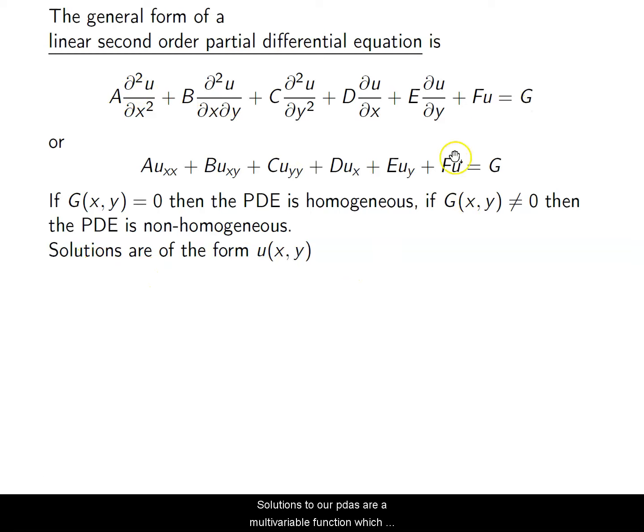Solutions to our PDEs are a multivariable function which we call u. Okay, u has independent variables of x and y, which is why we can differentiate u with respect to x or y in several different ways, either as a single partial, as a mixed partial, or as a partial in one direction as a second derivative, right? So this is in the direction of y 2 times second derivative.